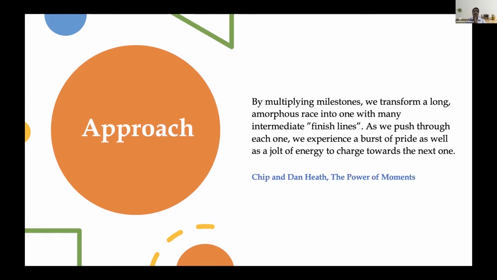So how do we show that finish line to the people? And what Chip and Dan Heath suggest is, can we multiply those milestones? Instead of having one milestone, can we multiply those milestones, and transform that long and hard journey into more intermediate finish lines? So again, we push through each one, so that whenever we reach a certain stage, there is also energy coming out of it. So can we look at a finish line as multiple finish lines? That's the approach that I'm going to talk about.